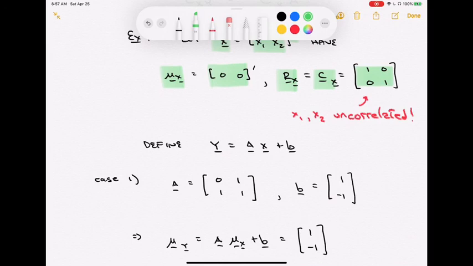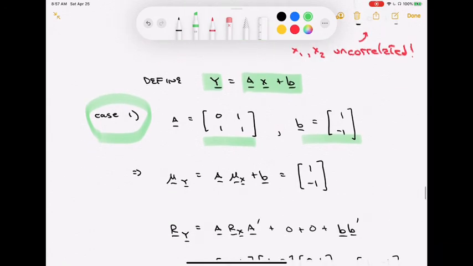So I'm going to go ahead and define my random variable y. It's just a linear transformation of x. And in this first case, case 1 sitting out here, I'm going to let my transformation matrix A be [0, 1; 1, 1], something like that. And I'm going to let my b be [1; -1], something like that. So if I make this linear transformation on x, using this A and this b, what are the summary statistics? What are the basic statistics of y?